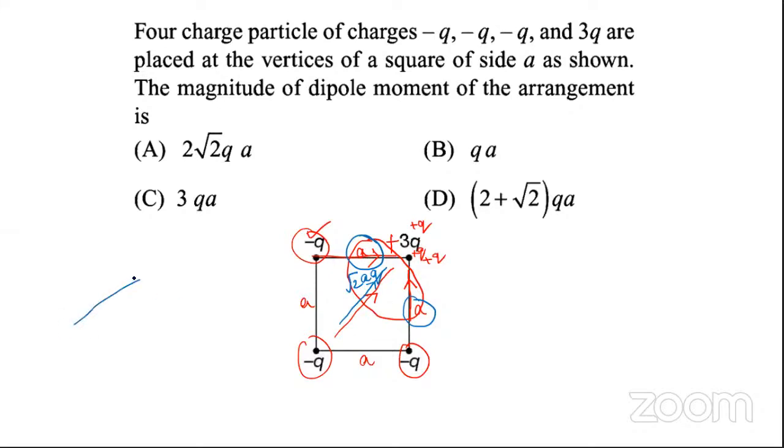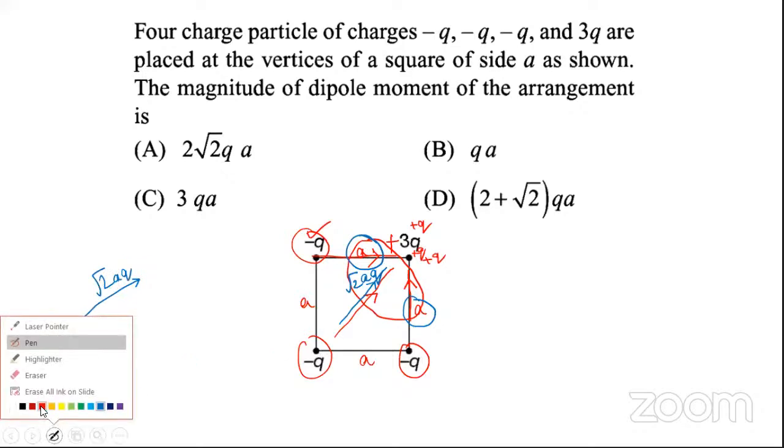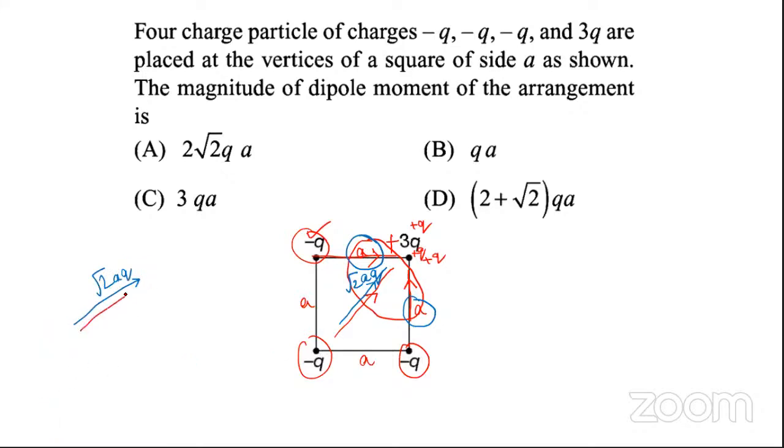So first we have root 2aq, and the one in the middle, in the same direction, that is the diagonal, is root 2a, so it will be root 2aq. So the total will come out to be 2 root 2aq. That is the first answer.